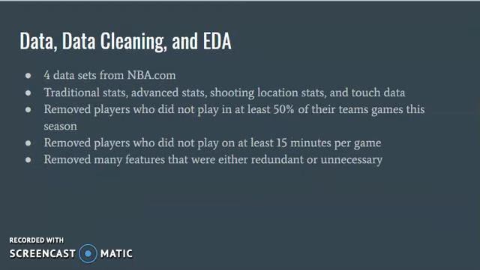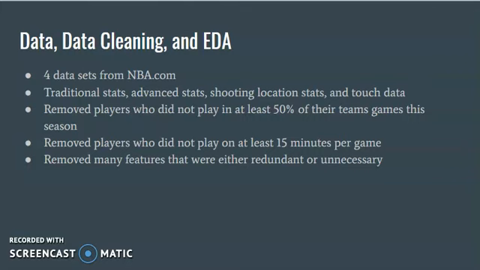So my data consisted of 4 datasets I web scraped from NBA.com. I decided I would use the traditional and advanced stats similar to related works, but I'd also use data that represents the player's playstyle and tendencies more so. And this was shooting location data and touch data. The shooting data consisted of basically the distance on the court from the hoop that a player made or missed a shot from. And the touch data had data like how many times the player touched the ball in general, how many times the player touched the ball in certain regions of the court, and stuff like that.